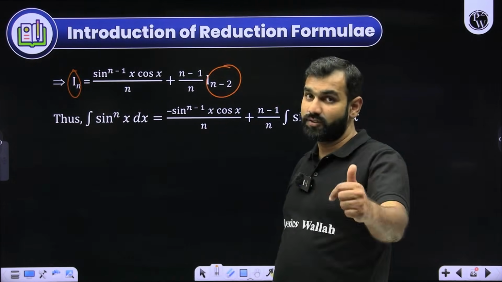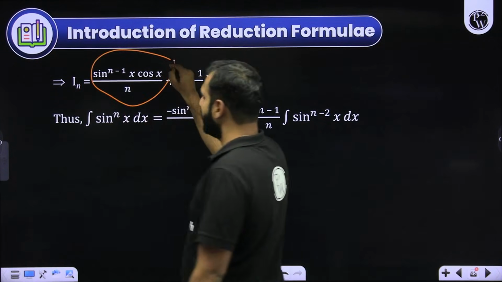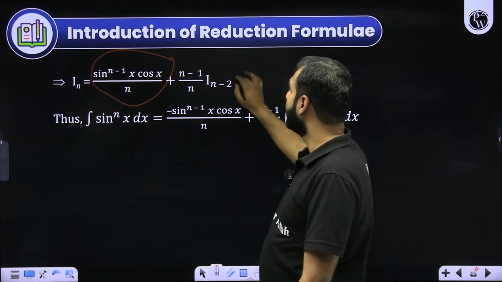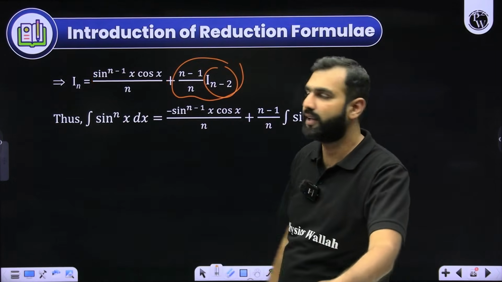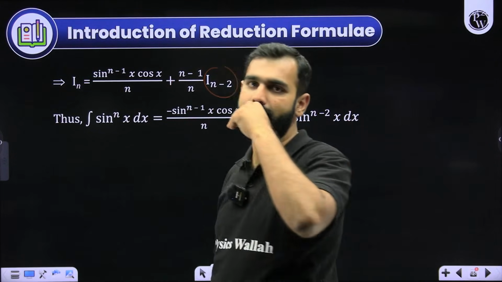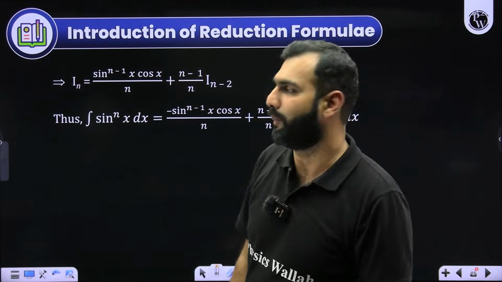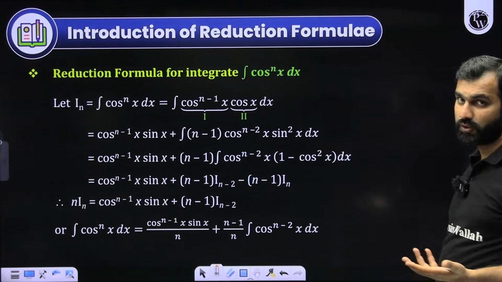For example, sine x to the power 4 is needed to be figured out. So what I'll do is, this is what I'll write, where I'll replace n by 4, and here n minus 1 by n times I 4 minus 2, which is I2. Then I'll find the integration of sine square x. So that's how you keep on going deeper. That's the recursion formula. Similarly, the same formula can be derived on cos x to the power n as well.